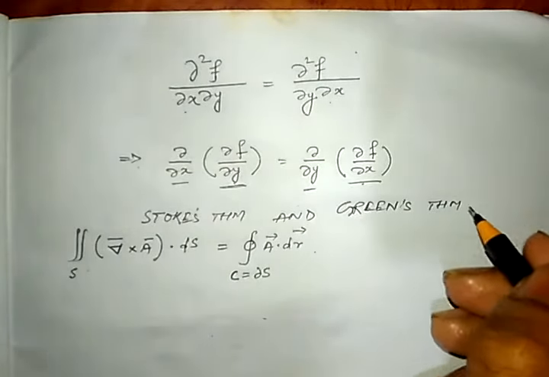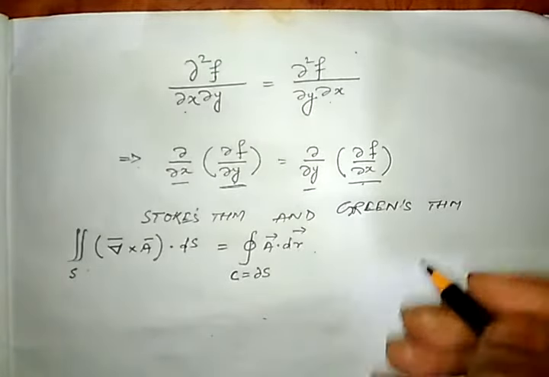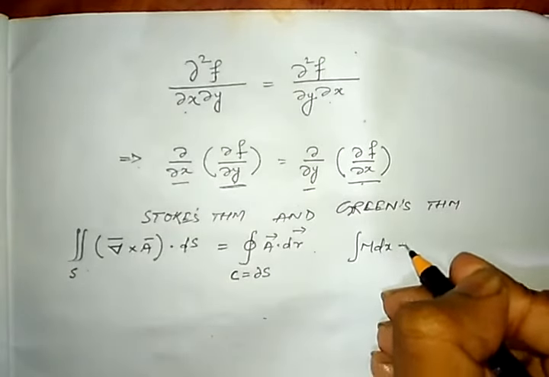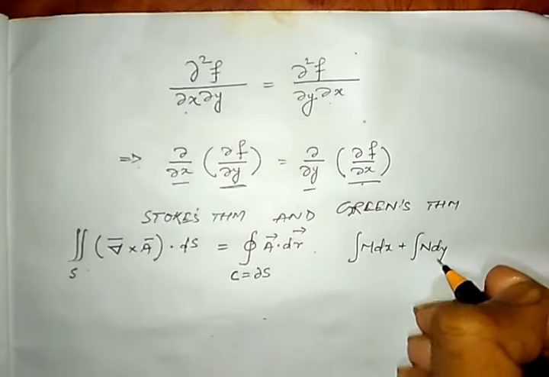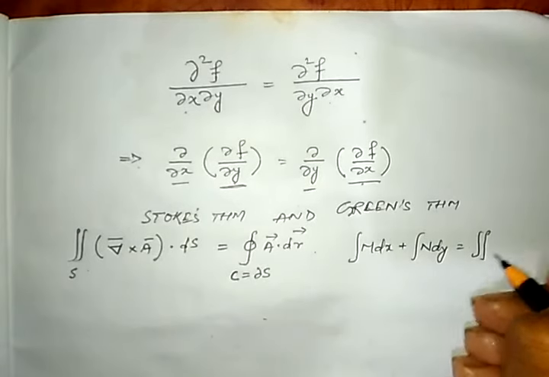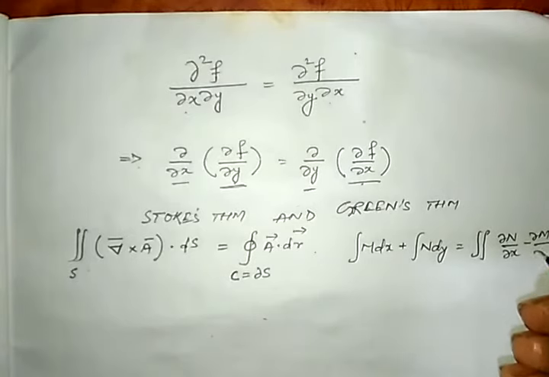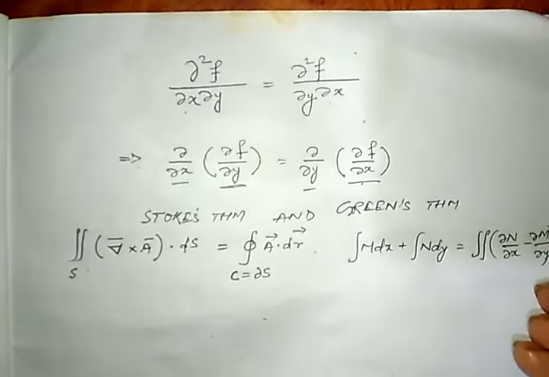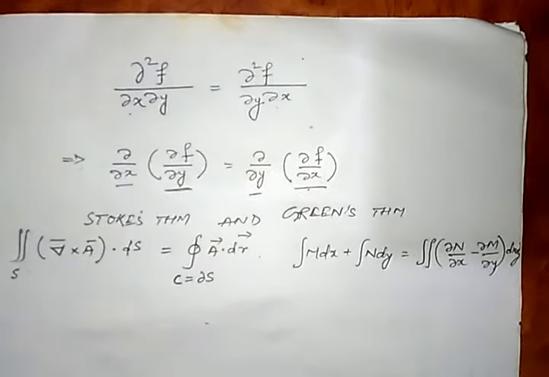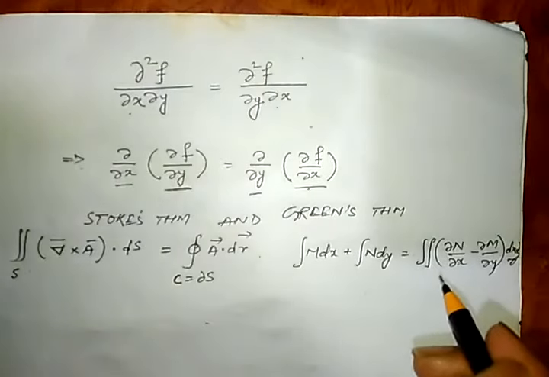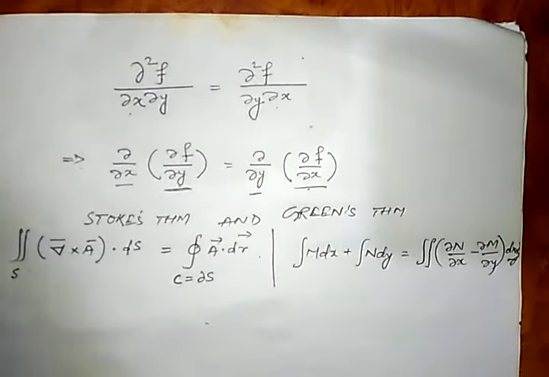This is the statement of Stokes theorem, and Green's theorem is basically the two-dimensional version of Stokes theorem. Green's theorem reads that if we have a line integral M dx plus N dy, then we can rewrite it as a surface integral of ∂N/∂x minus ∂M/∂y, dx dy. I hope you guys can read it. This is Green's theorem, and we are going to use this.